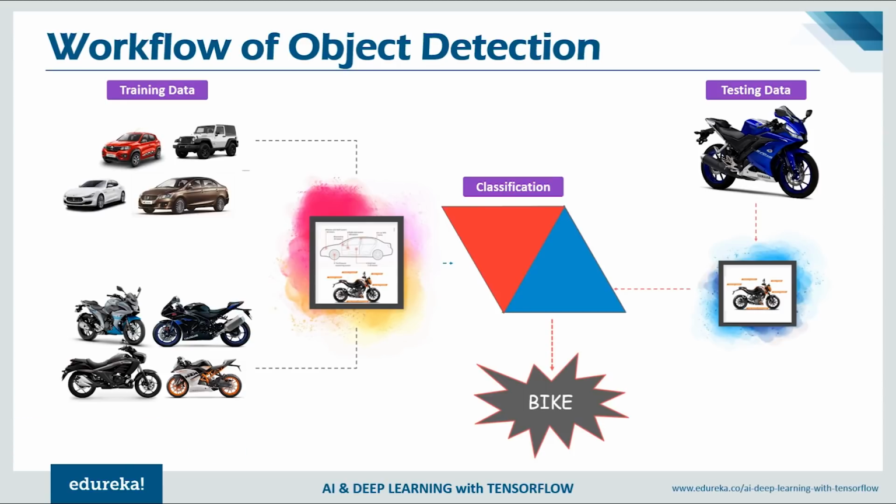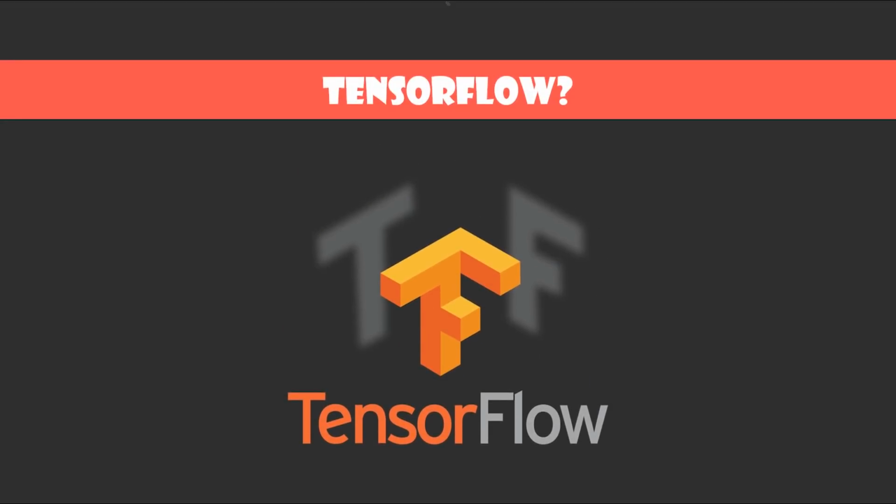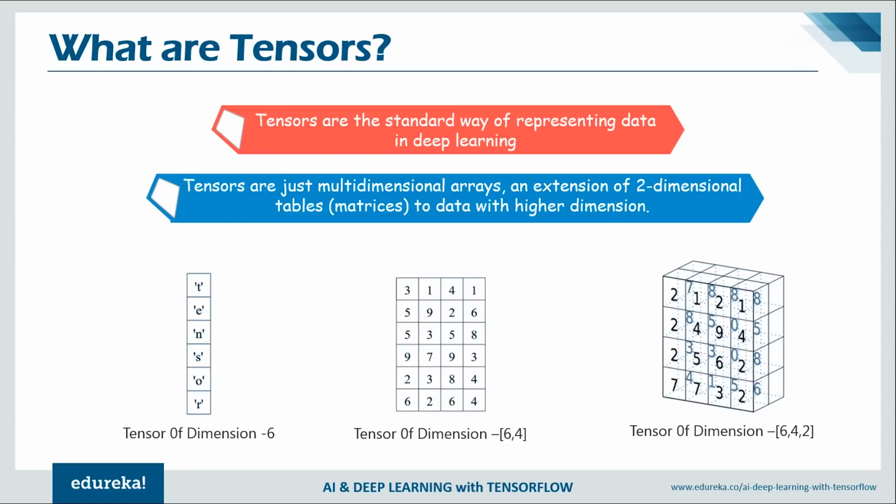Now that we have understood the basic workflow of an object detection algorithm, let's go ahead and understand what is TensorFlow. Now TensorFlow, as you can see, is divided into two parts, which are the tensor and flow. So let's understand what is tensor first. Tensors are the standard way of representing data in deep learning. Now tensors are simple arrays of numbers or functions that transform according to certain rules under a change of coordinates. They are just multidimensional arrays, which are an extension of a two-dimensional table to data with higher dimensions.